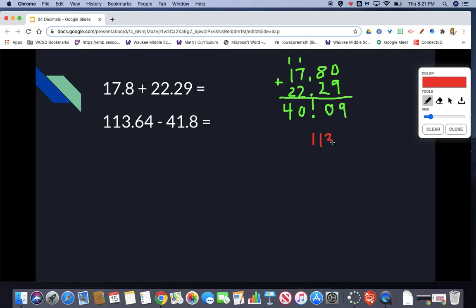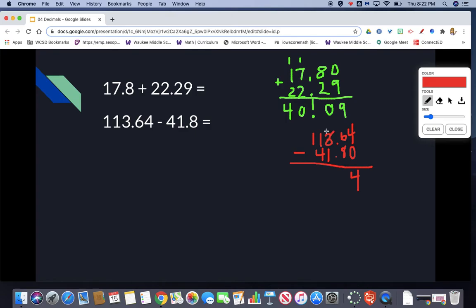113 and 64/100ths minus 41 and 8/10ths. Notice I'm lining up my decimal. If I had a space, I can include a 0 as a placeholder. Now I'm going to subtract. 4 minus 0 is 4. 6 minus 8 would take me into the negatives, and I have something to borrow from, so we need to go and borrow before we do that.